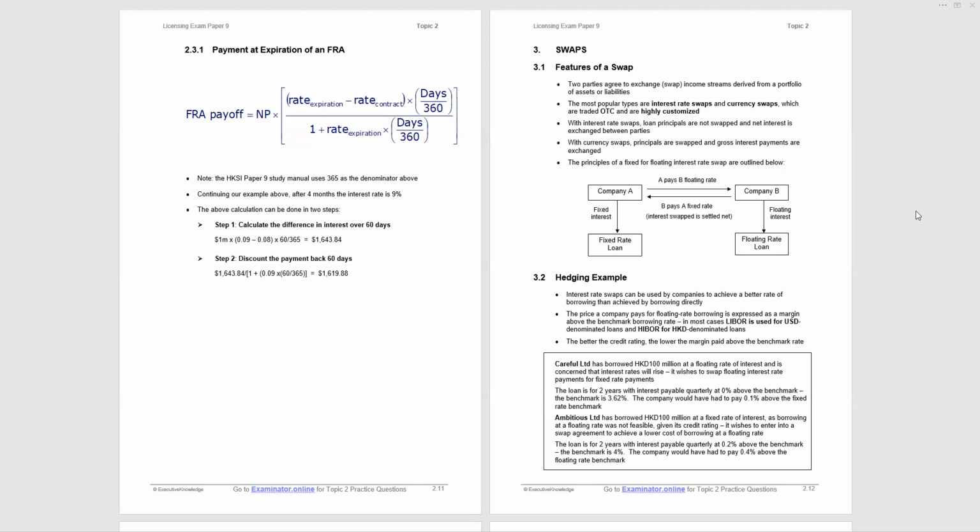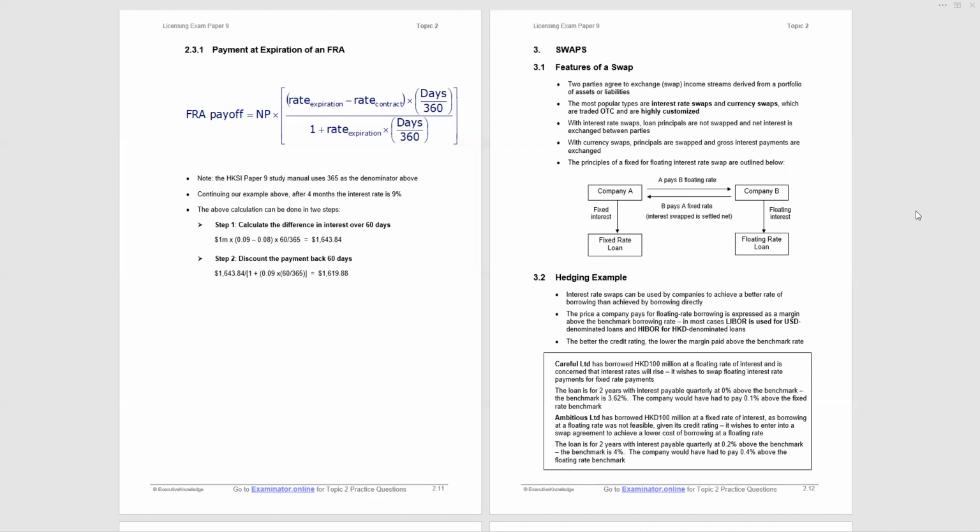Okay, the example involves Careful Limited and Ambitious Limited. Now, Careful Limited, we're told, borrowed 100 million Hong Kong dollars at a floating rate of interest and is concerned that interest rates will rise. In other words, they're paying floating, but they'd like to move to fixed, and that will protect them from higher interest rates. It wishes to swap, therefore, floating interest rate payments for fixed rate payments.